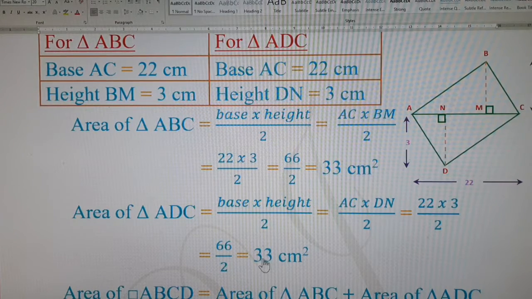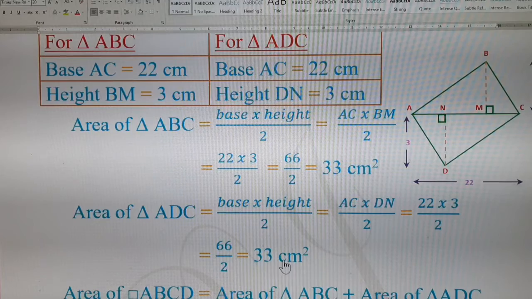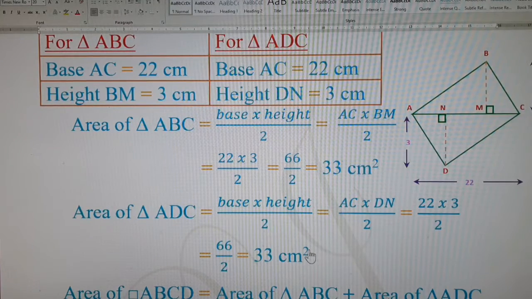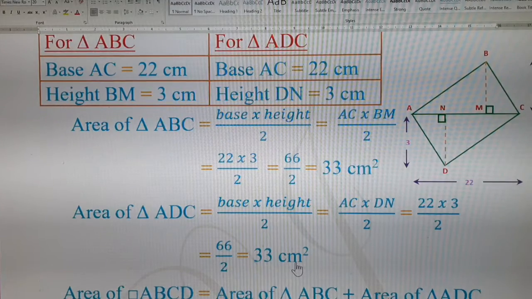So we can say the area of this triangle ADC is 33 centimeter square. So here we'll write the unit as square. So we'll read it as square centimeter or centimeter square. 33 square centimeter, or we can read it as 33 centimeter square.